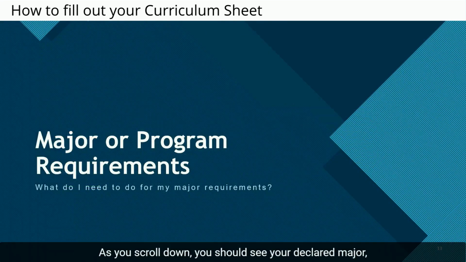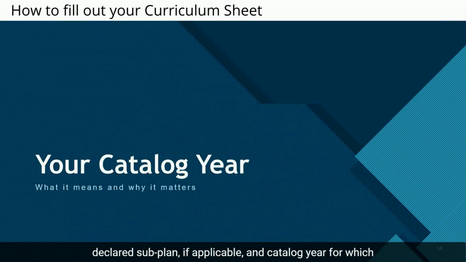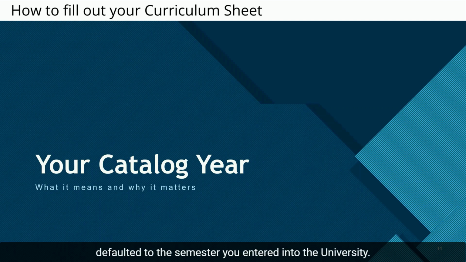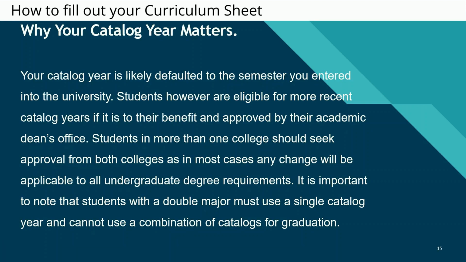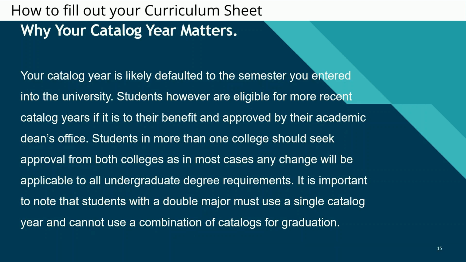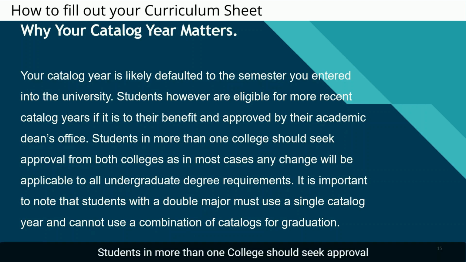Now it is time to begin filling out your major requirements. As you scroll down, you should see your declared major, declared subplan if applicable, and catalog year for which you are filling out the curriculum sheet for. If this information looks incorrect or reflects a different major or subplan, please contact your professional advisor to resolve the issue. A quick reminder that your catalog year is likely defaulted to the semester you entered into the university. Students, however, are eligible for more recent catalog years if it is to their benefit and approved by their academic dean's office. Students in more than one college should seek approval from both colleges, as in most cases any change will be applicable to all undergraduate degree requirements.